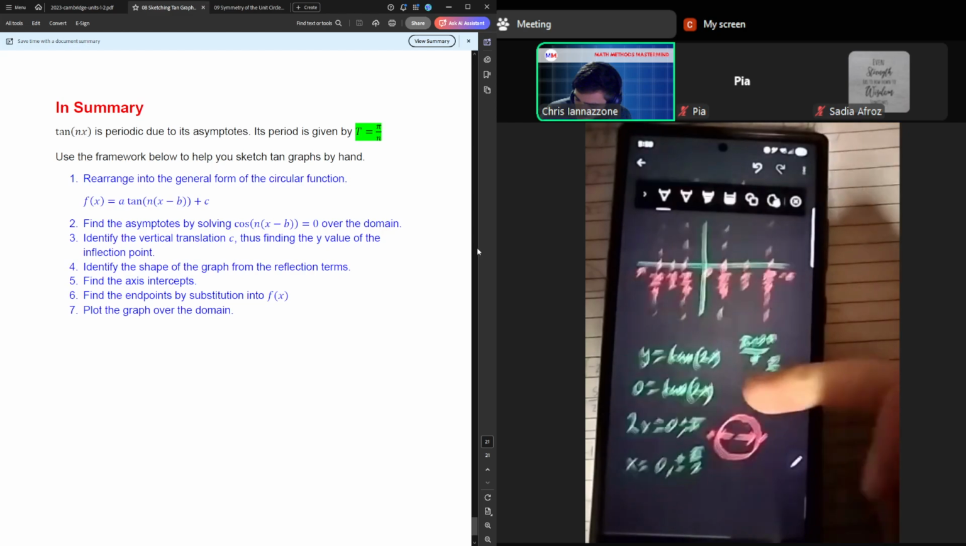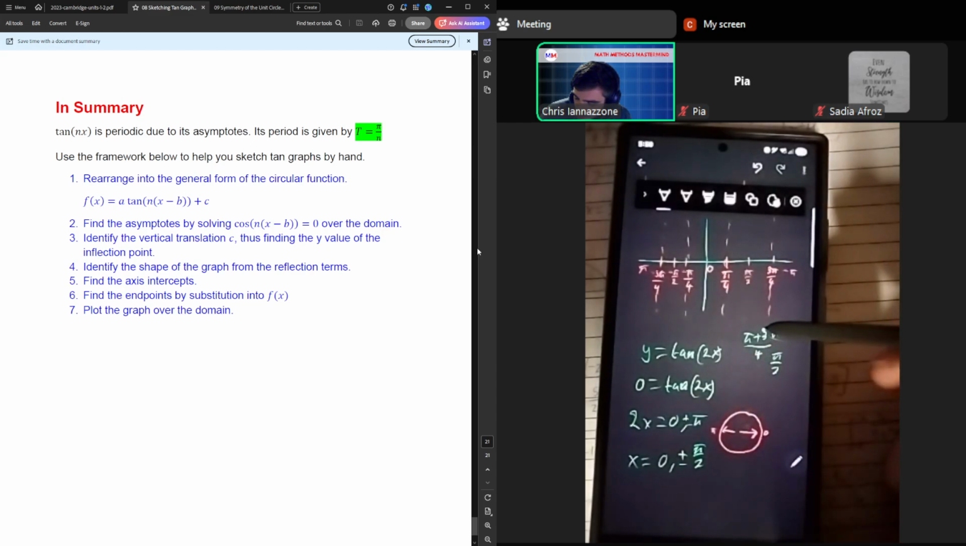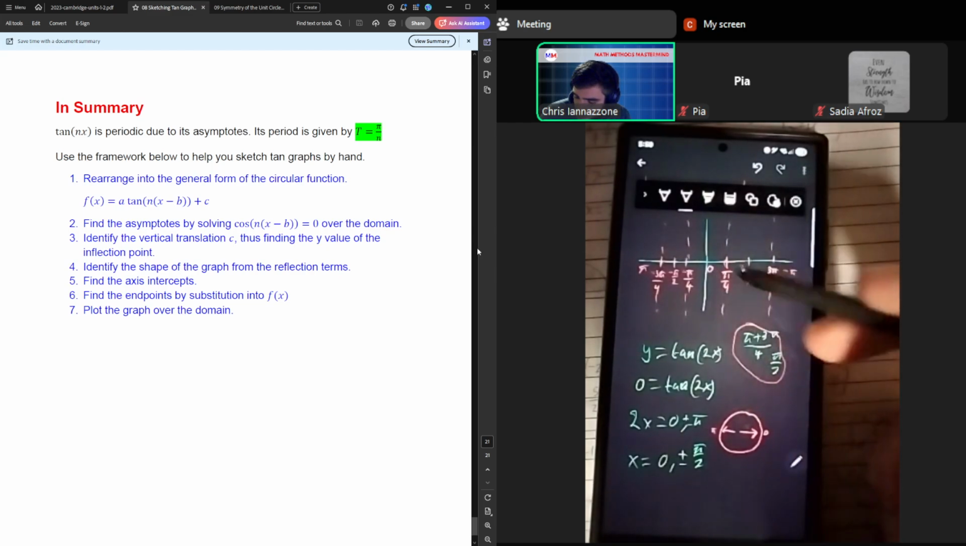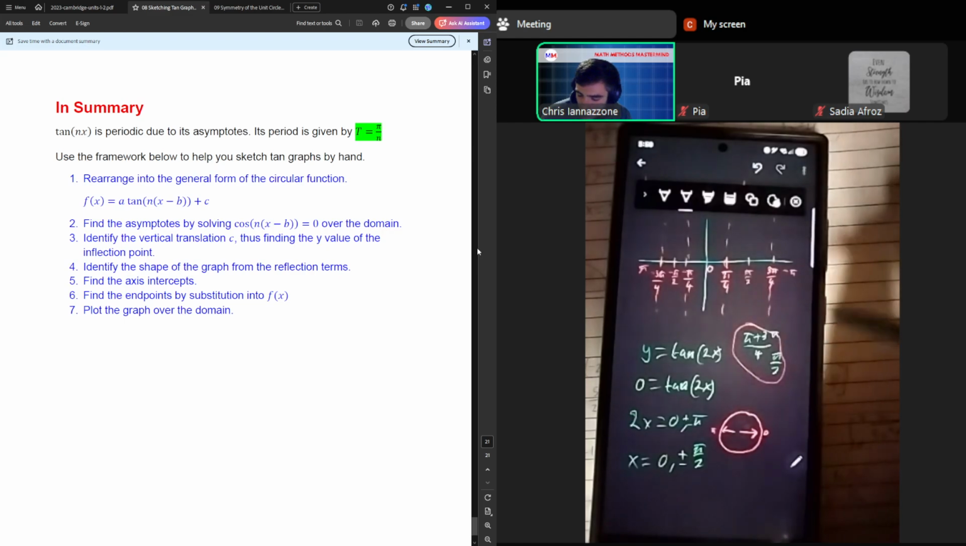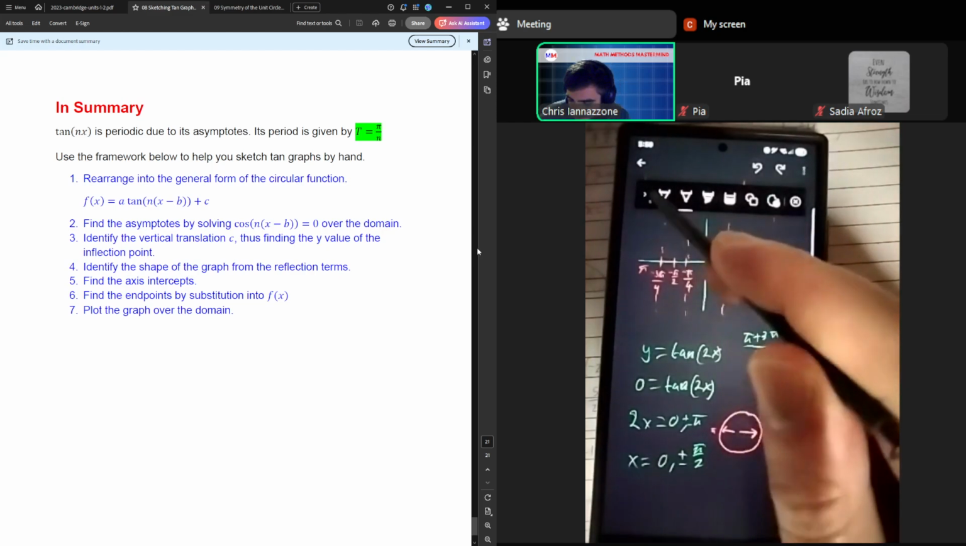So this one's personal preference. If you're really, really quick at your circular function stuff, you'll be able to get this quick and then plot them out, versus doing midpoints, which only really works if there's no vertical translation anyway. So if you're going to pick one to be a master of, then probably this one will be the way to go, because that works always.